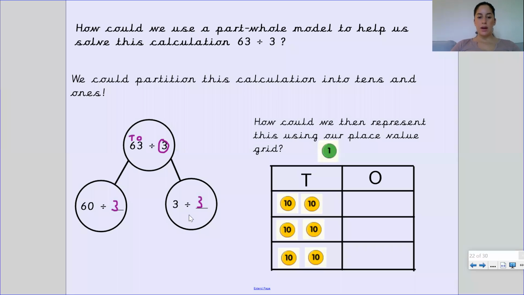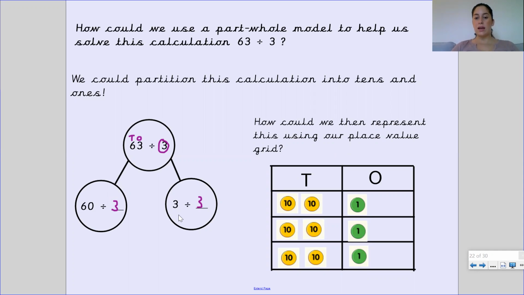I now need to divide my ones into my 3 equal groups because it's being divided by 3. So how many ones do I have? 3, which I'm going to divide into 3 equal groups. 1, 2, 3. So now I've successfully partitioned my number into tens and ones and divided the tens by 3 and then divided the ones by 3.